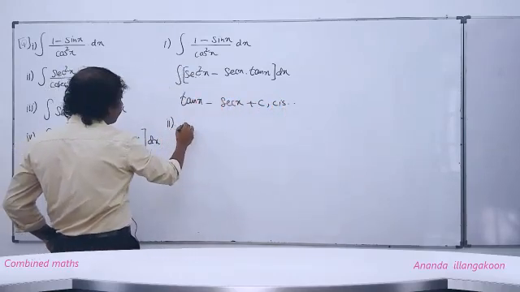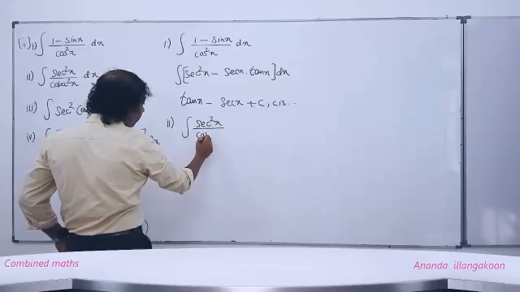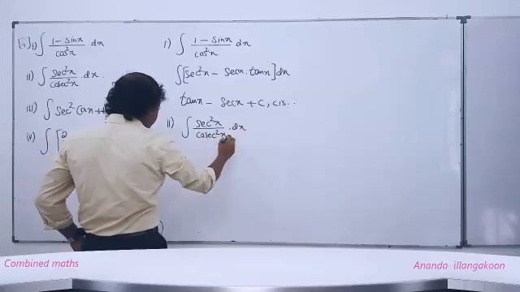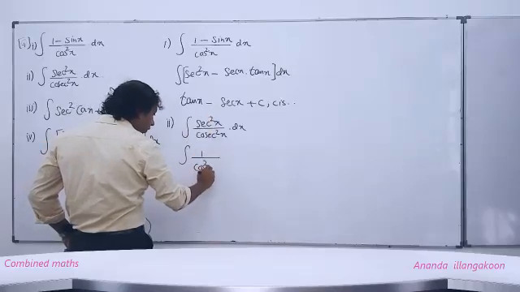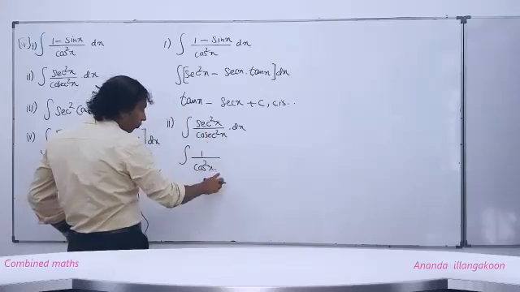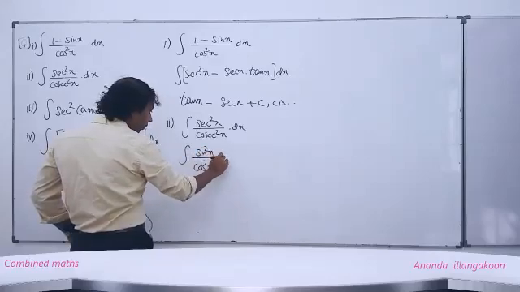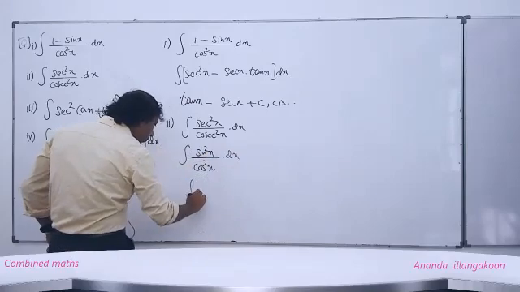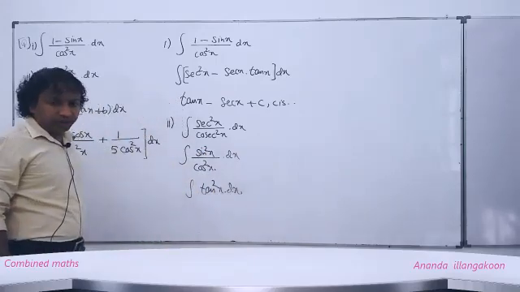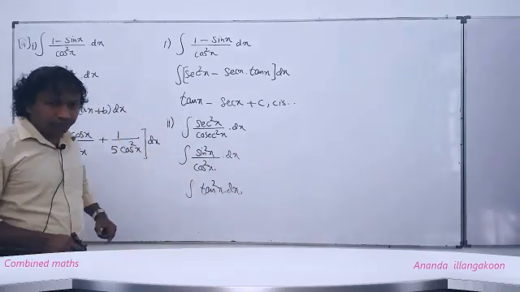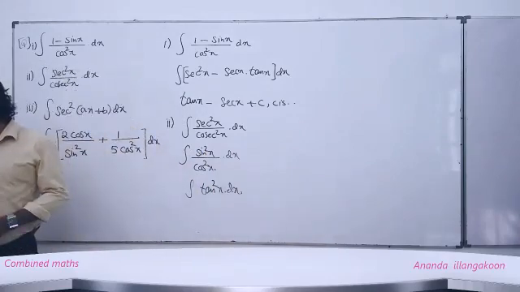Number 2: sec squared x divided by cosec squared x dx. Sec squared x means 1 upon cos squared x. Cosec squared x means 1 upon sin squared x, that goes to the numerator. Dx. Sin squared by cos squared is tan squared x. Can someone tell me how to integrate this tan squared x? How to integrate this tan squared x?